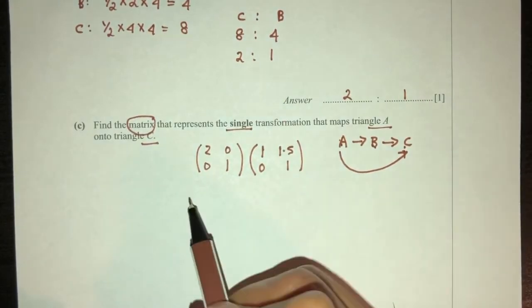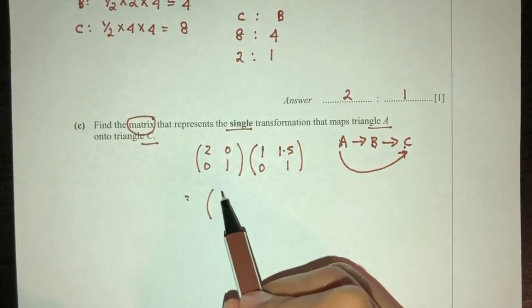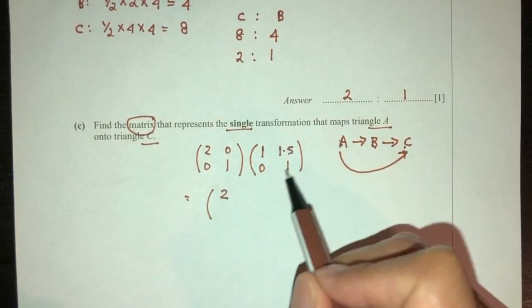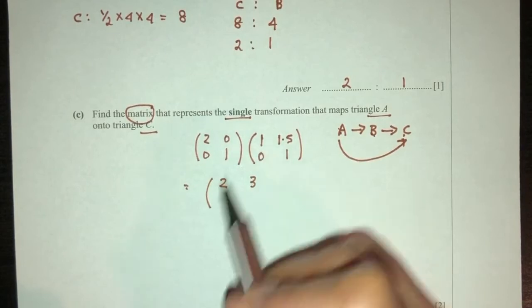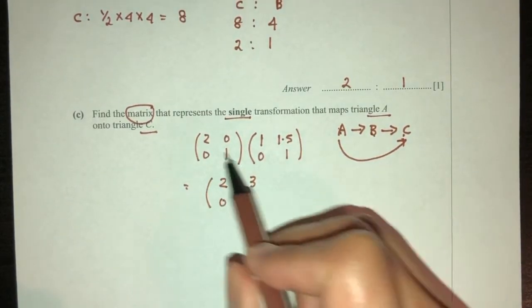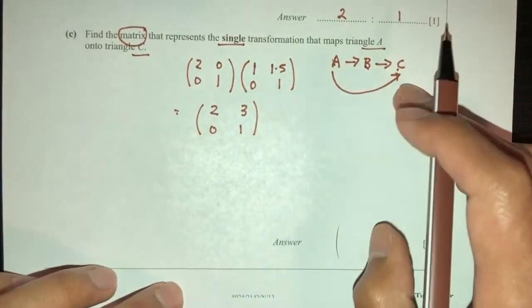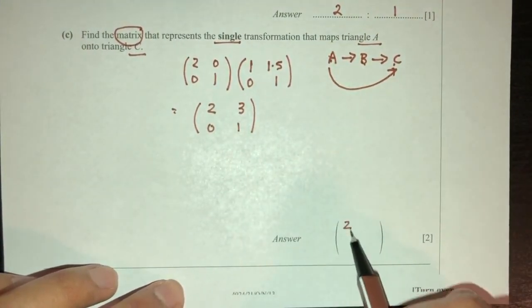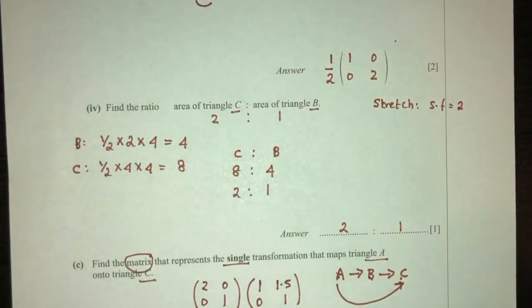So let's solve this. Multiply rows by column, that will be 2, and rows by column, that should be 3, and same way rows by column, that should be 0, and that should be 1. So your answer is the matrix that does A onto B onto C, that should be 2, 0, 3, 1. And that is your question 11.